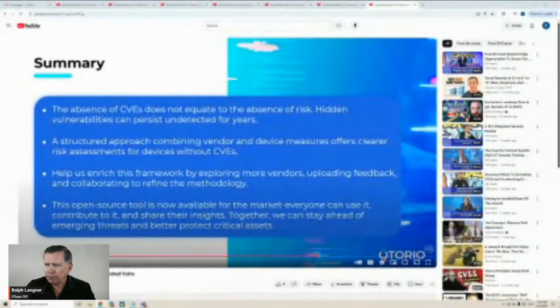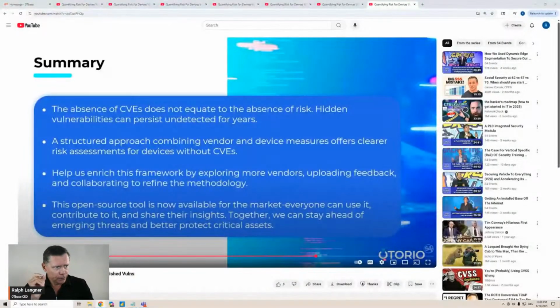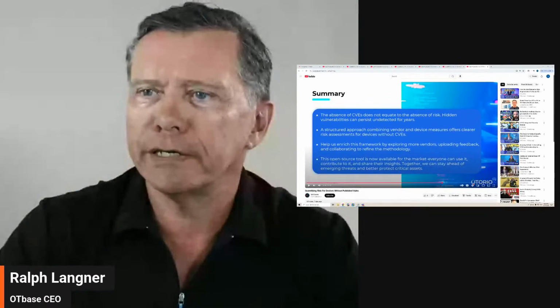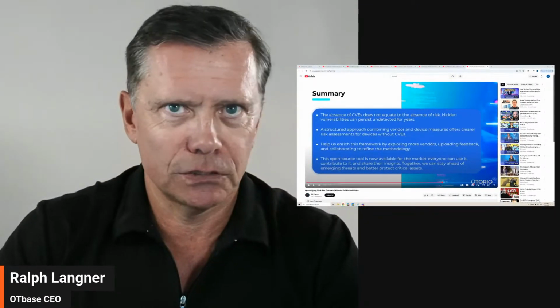So we are going to the final summary. The absence of CVEs does not equate the absence of risk. Well, guess what? He's damn right. I'll get back to that in a second. Vulnerabilities can persist undetected for years. That may even be true. But I tell you what, who cares? And why do I say who cares?